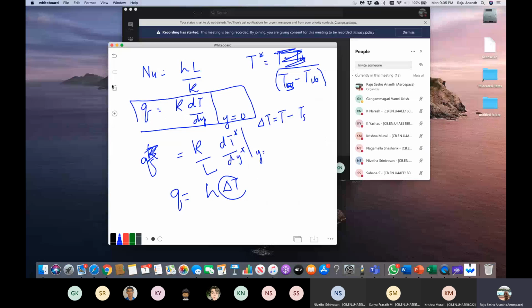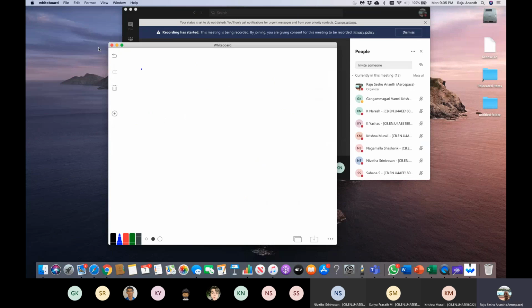Okay, my H has to be defined. H is defined as Q equals H delta T, and my Q is also equal to K dT dy at y equal to 0. You understand this? I am defining this using that. What is delta T? H Ts minus T infinity. Ts is higher than T infinity.